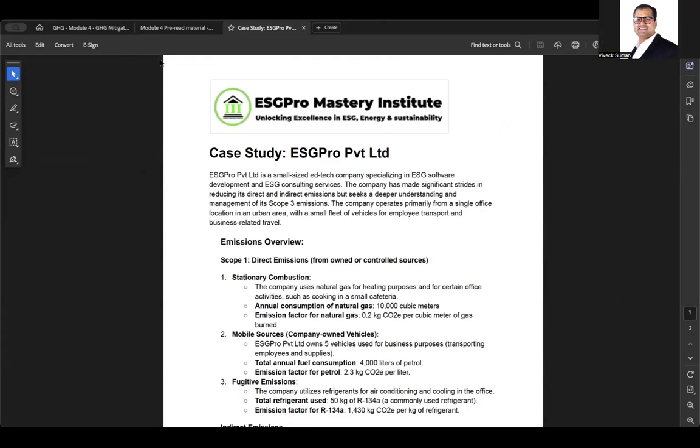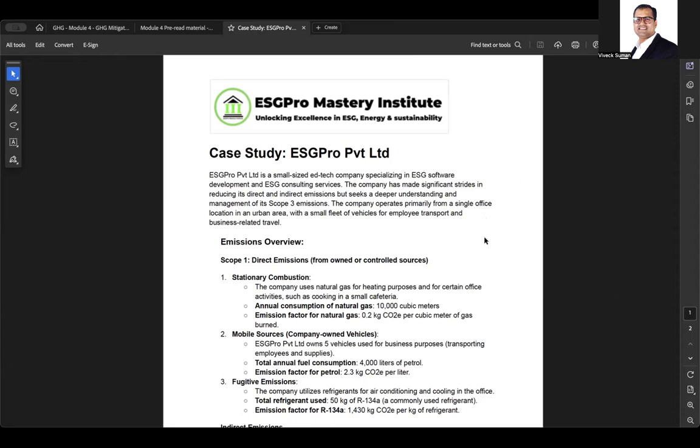ESG Pro Private Limited is a small-size edtech company specialized in ESG software development and ESG consulting services. The company has made significant strides in reducing its direct and indirect emissions, but seeks a deeper understanding and management of scope 3 emissions. We just have to see the emissions overview. Direct emissions from owned and/or controlled sources.